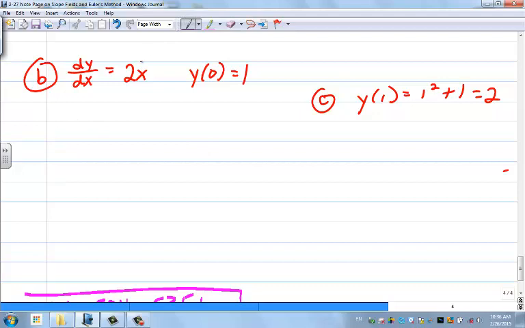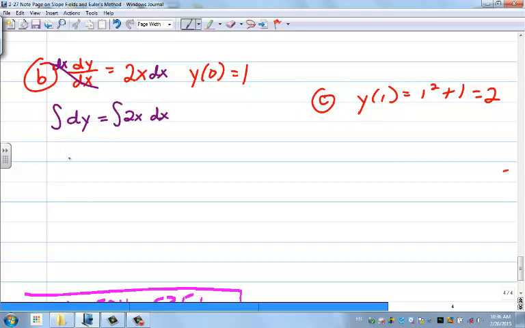dy/dx equals 2x. In part B, it asks us to actually find the actual value of our differential equation so that we can find what y of 0 is for part C. So we're going to solve this differential equation in part B. It's a very simple one to solve. So first we'll separate the variables, multiply both sides by dx. So we'll get dy is equal to 2x dx, and this is really easy to solve.